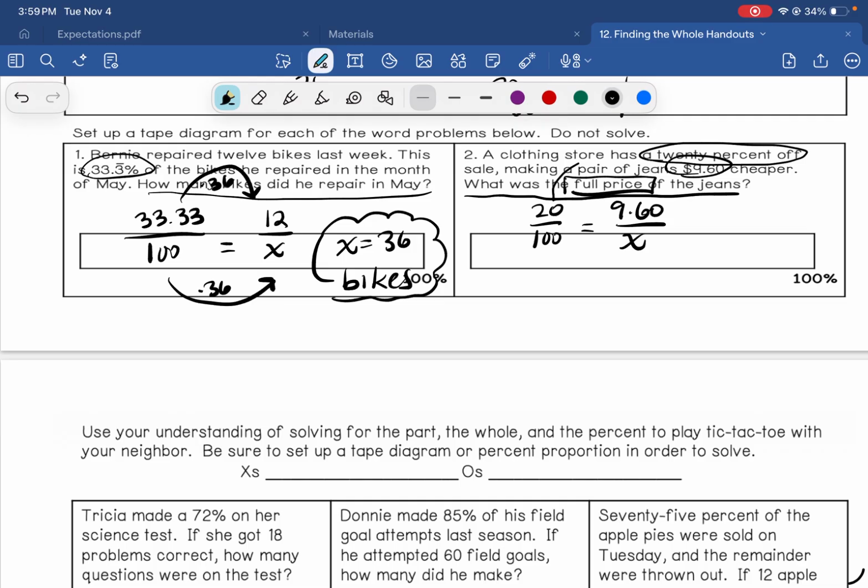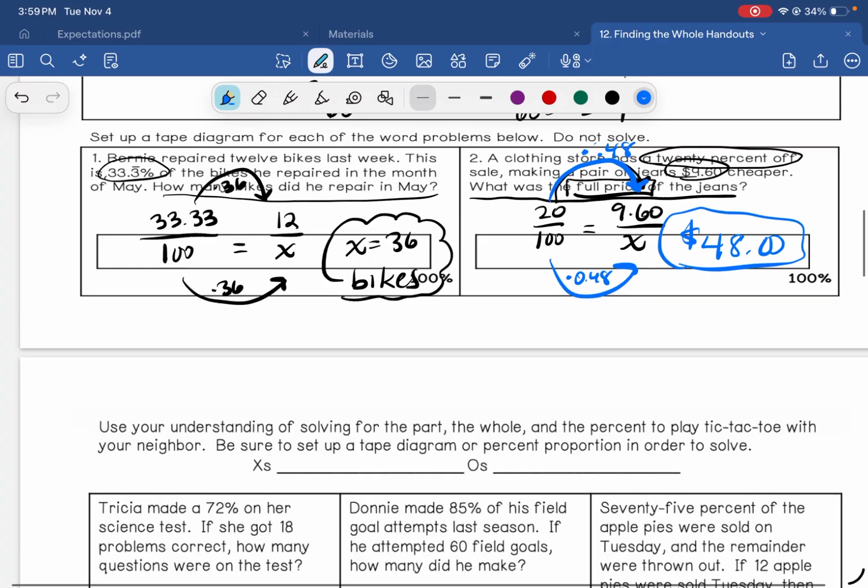All right, so if we figure out the scale, let me do this a little bit different color so you can see it better. If we do $9.60 divided by 20, that would be 0.48. So times 0.48, and then down here times 0.48. And if this is mental math, you just move the decimal over twice, that would be $48. And that is the total price of those jeans.